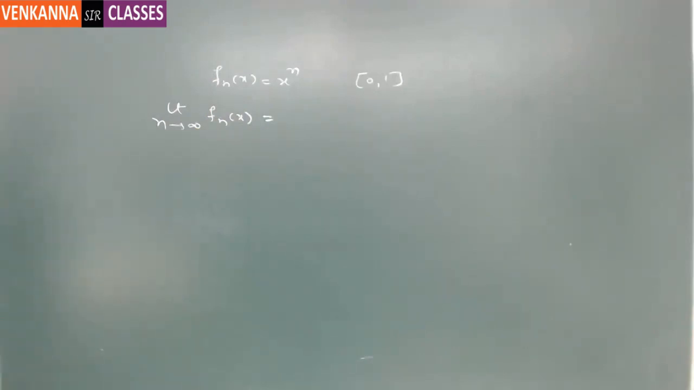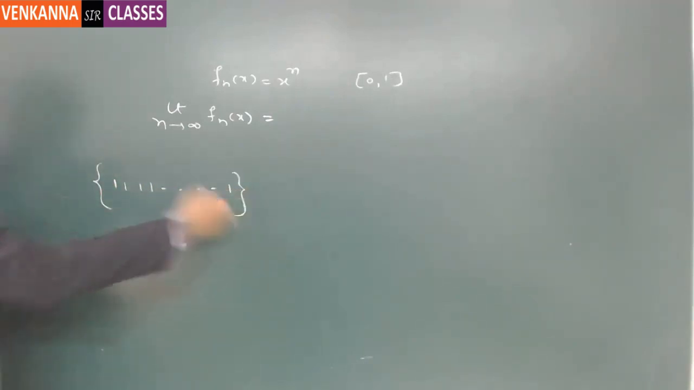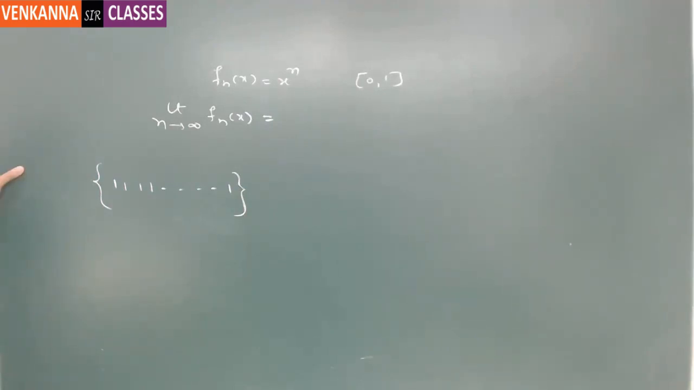So you can take x as any number there: 0, 0.1, 0.2, and so on, up to the last number 1. If x is 1, how will the sequence be termed? If x is 1, we get 1, 1, 1, 1, and so on. Accepted? It is a constant sequence. What is the limit of it?